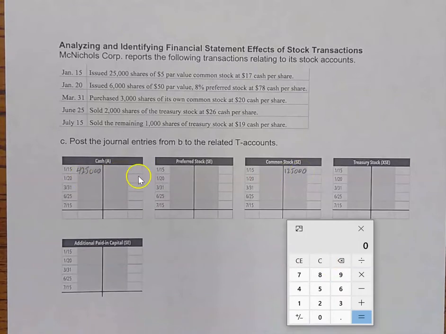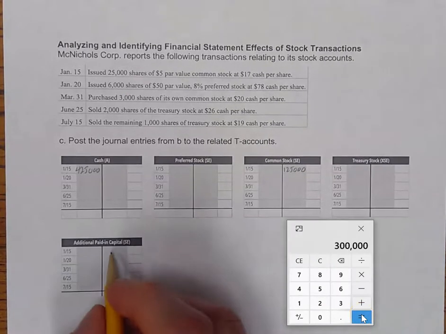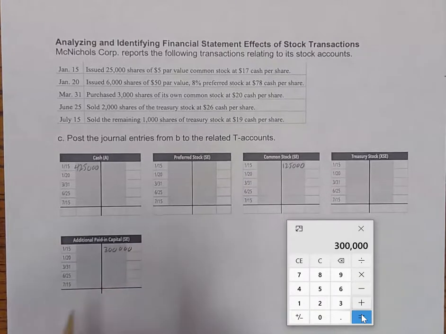That means that our difference is 300,000, but don't take my word for it. I want you to take the full price of the stock, $17, and subtract the $5 par value from it, giving us $12, and we're going to multiply that $12 times 25,000. And there's our 300,000. And we're going to place that right here. So additional paid-in capital, and in this particular case for common stock.